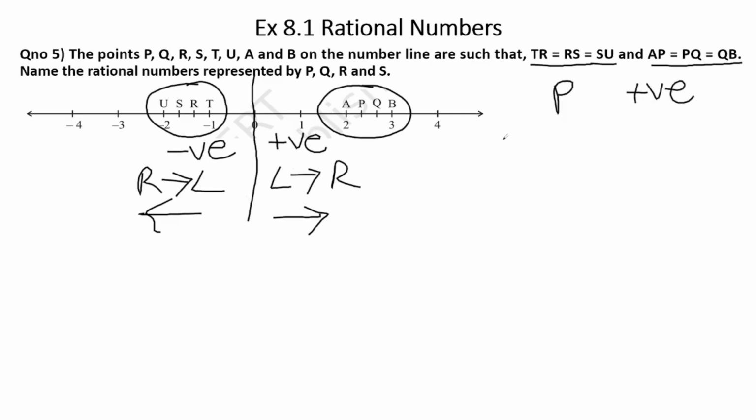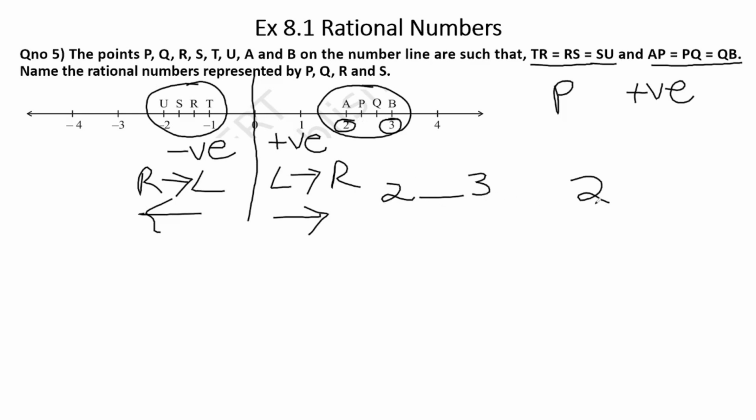P is in the positive side. P is a positive rational number. Next, P lies between 2 and 3. Right? Yes. First, let me write P in the form of the improper fraction.